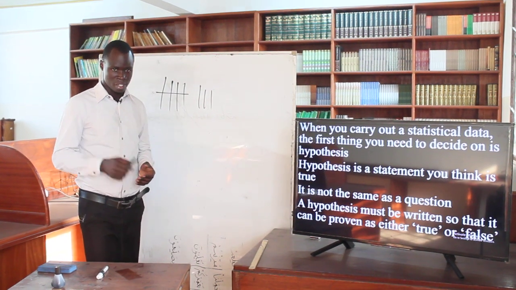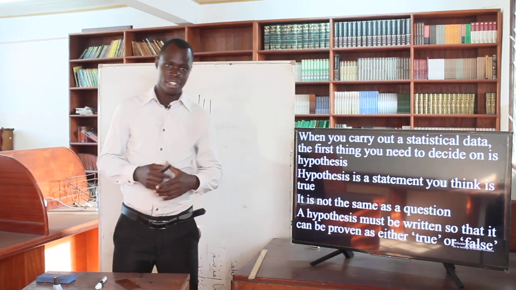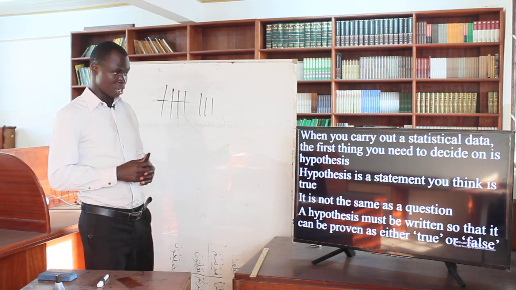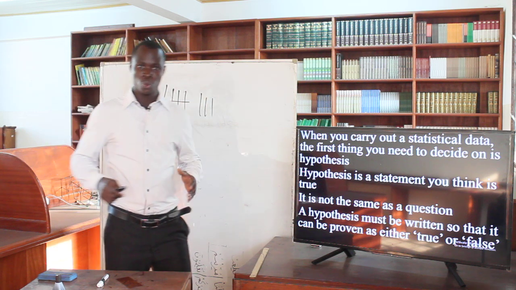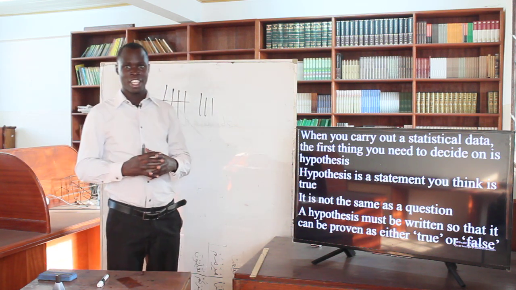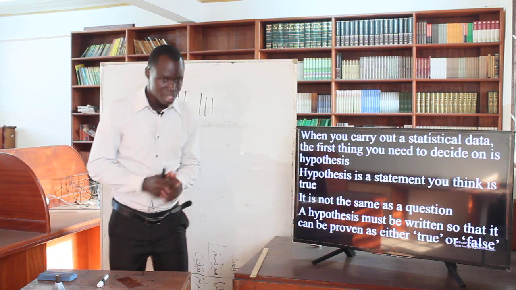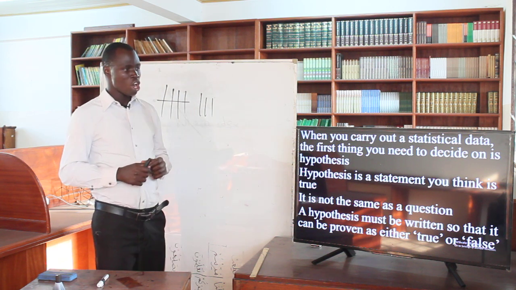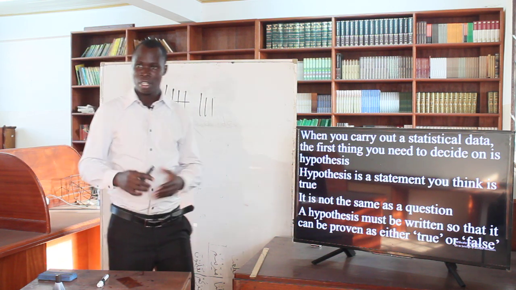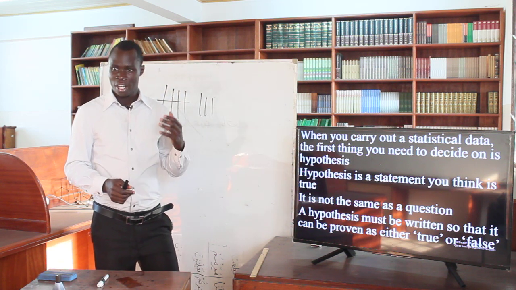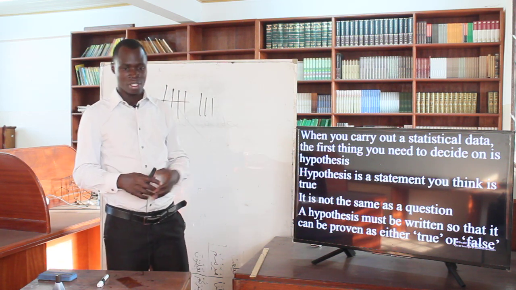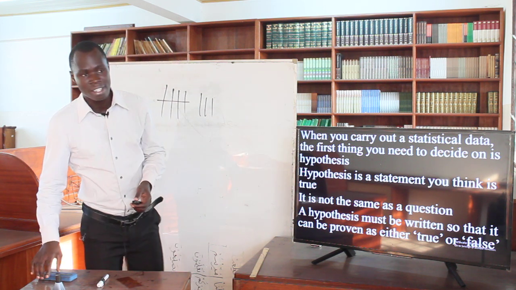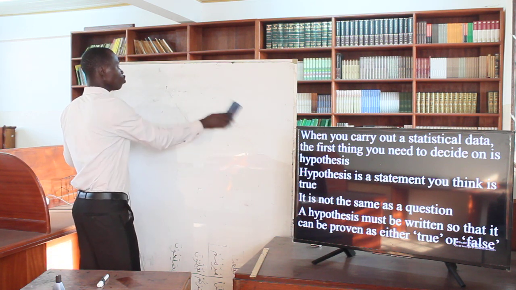Now, when you carry out a statistical investigation, the first thing you need to decide on is a hypothesis. Now, a hypothesis is basically a statement of what you think is true. It doesn't have to be true, but you can just make a statement, something which you think is true, and after you've done your experiment and collected your data, you can compare what you have with your hypothesis. You can find that it was either true or false. But then again, it doesn't have to be true or false. It's just your opinion on what you think.